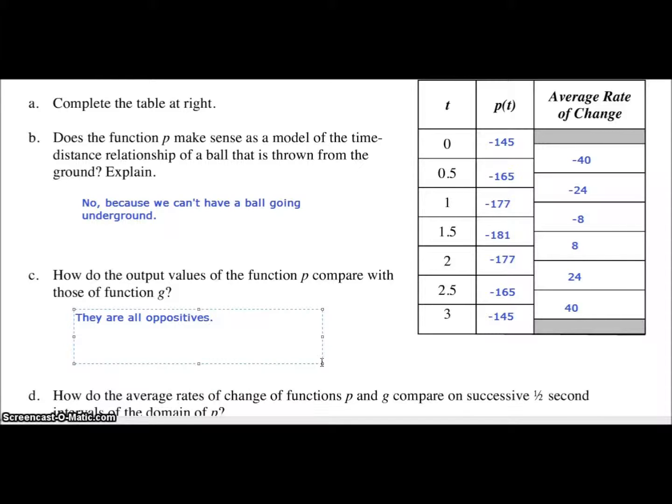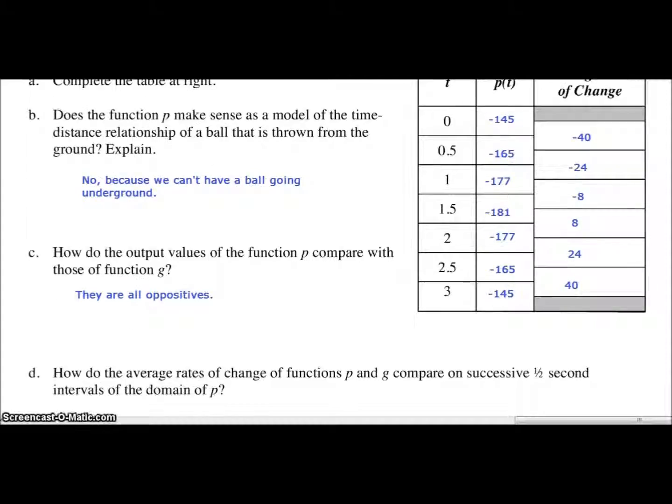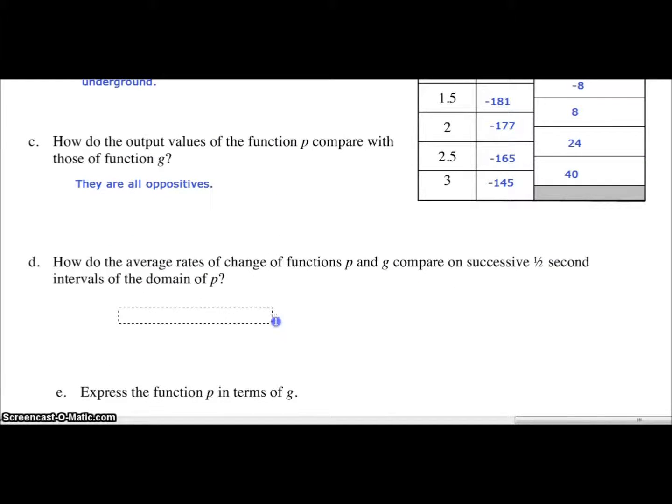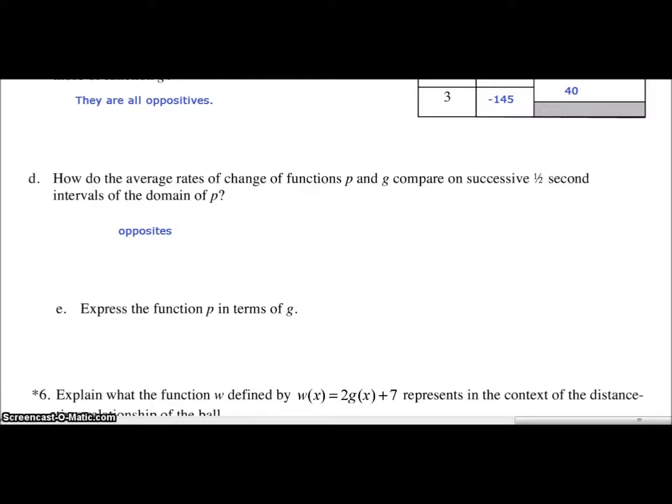How do the average rates of change of functions p and g compare on successive 1/2 intervals of the domain? They are also opposites. I'm not spelling very well today. This has been a weird video lecture. Thanks for bearing with me. Express the function p in terms of g: p of t is just negative g of t.